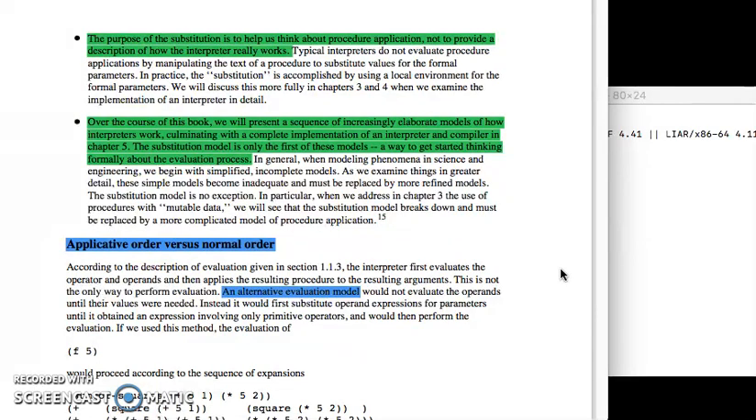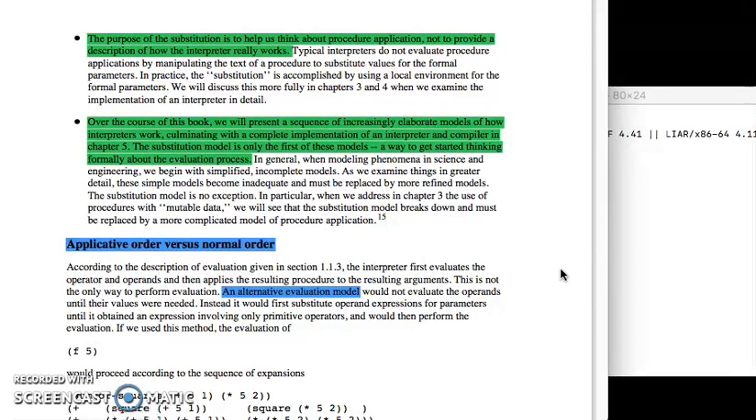Over the course of this book, we will present a sequence of increasingly elaborate models of how interpreters work, culminating with a complete implementation of an interpreter and compiler in Chapter 5. The substitution model is only the first of these models, a way to get started thinking formally about the evaluation process. In general, when modeling phenomena in science and engineering, we begin with simplified, incomplete models. As we examine things in greater detail, these simple models become inadequate and must be replaced by more refined models.